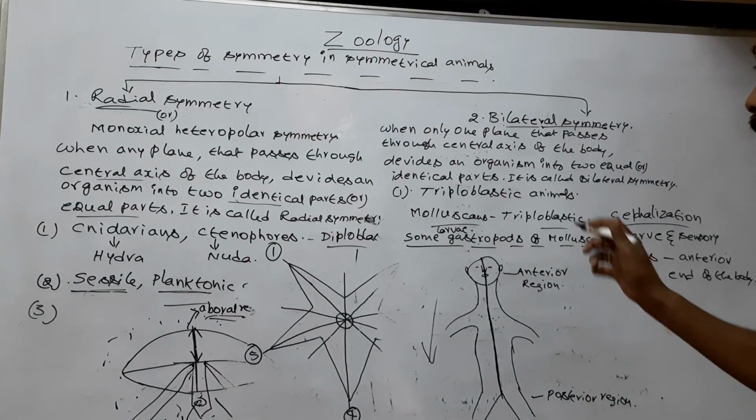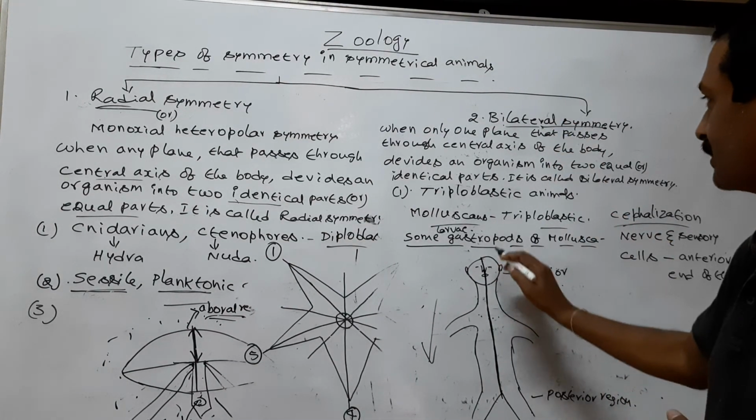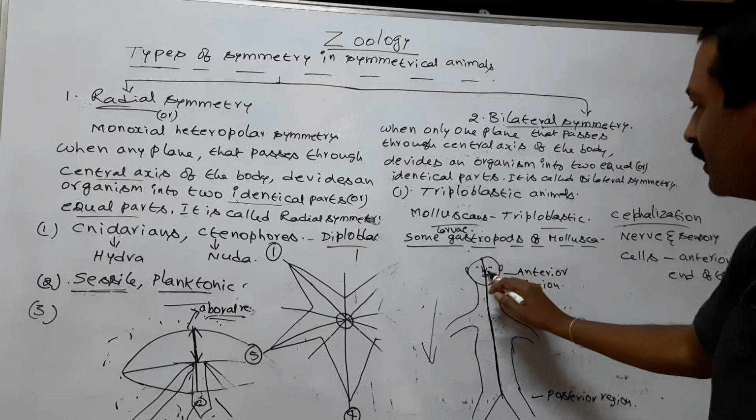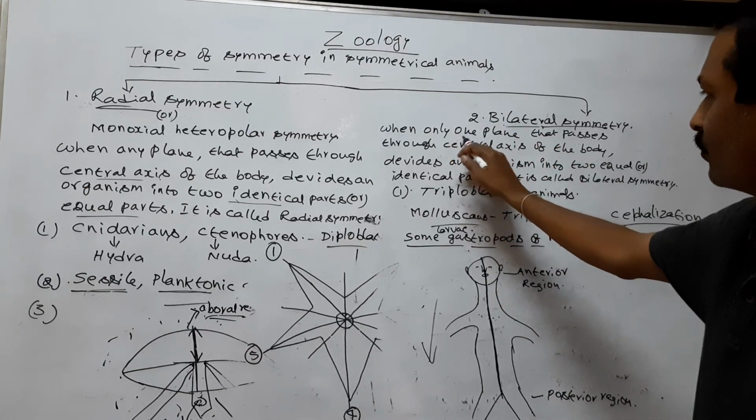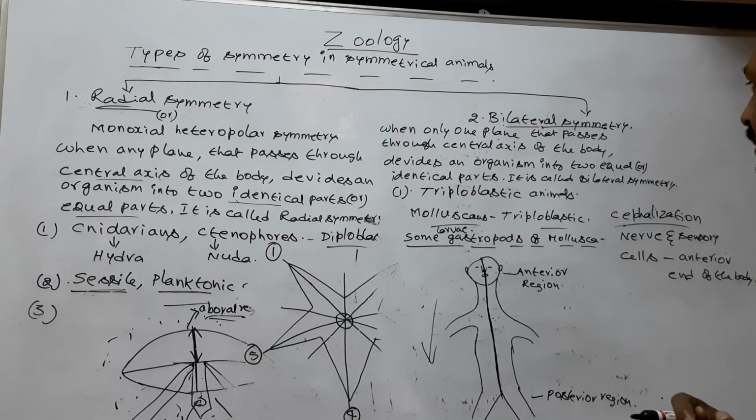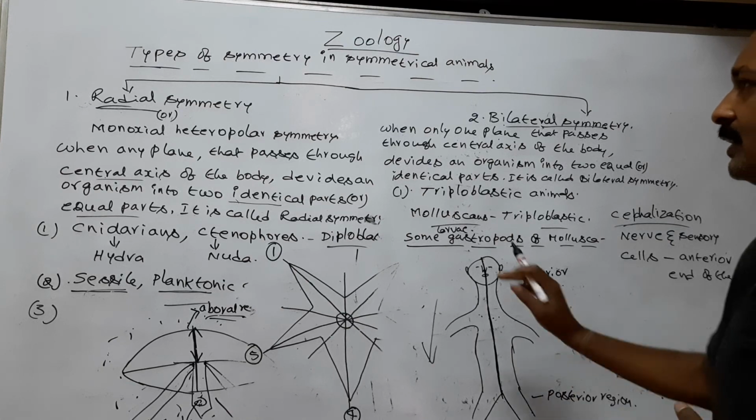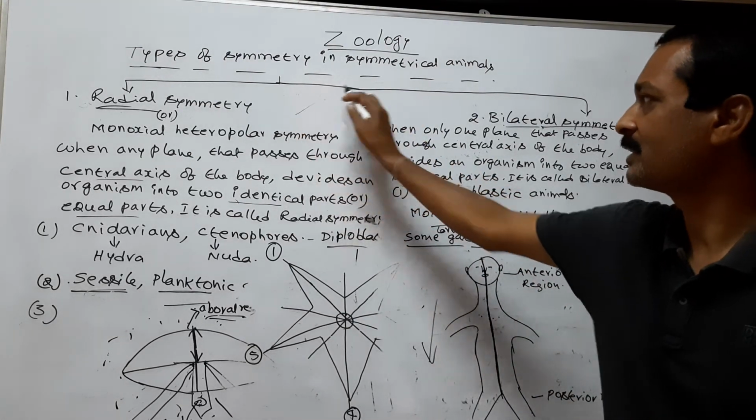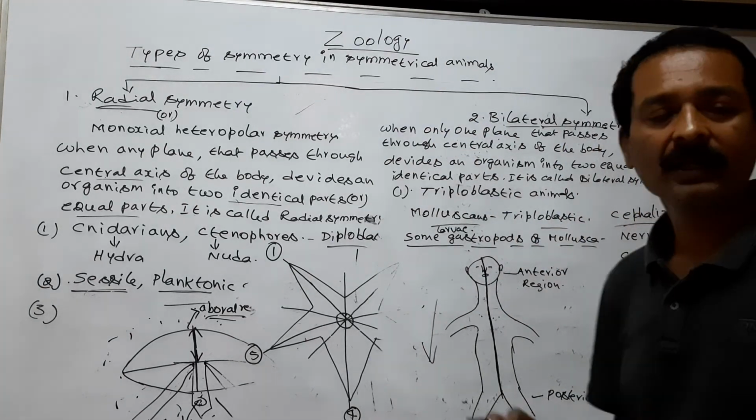So these are bilaterally symmetrical animals. The bilaterally symmetrical animals can be cut into two equal parts in only one plane that passes through the central axis of the body. So these are the types of symmetry in symmetrical animals: radial symmetry and bilateral symmetry.